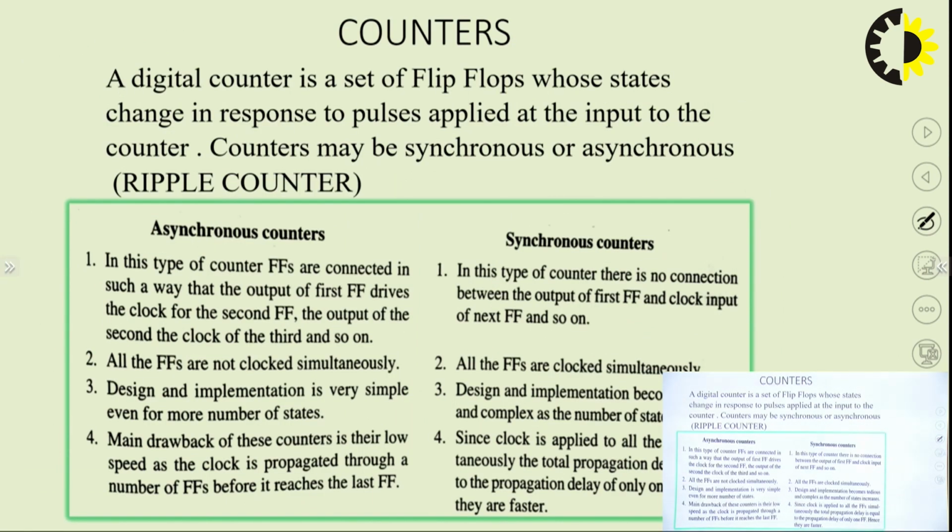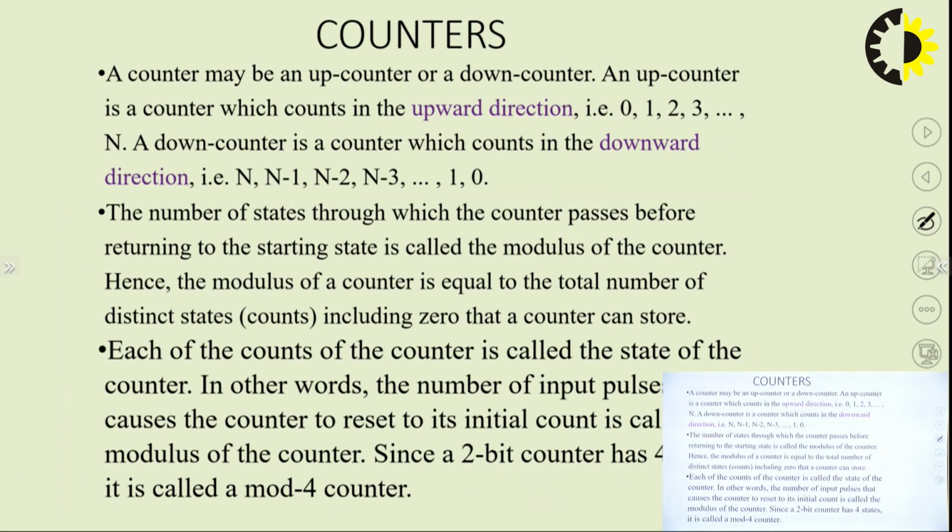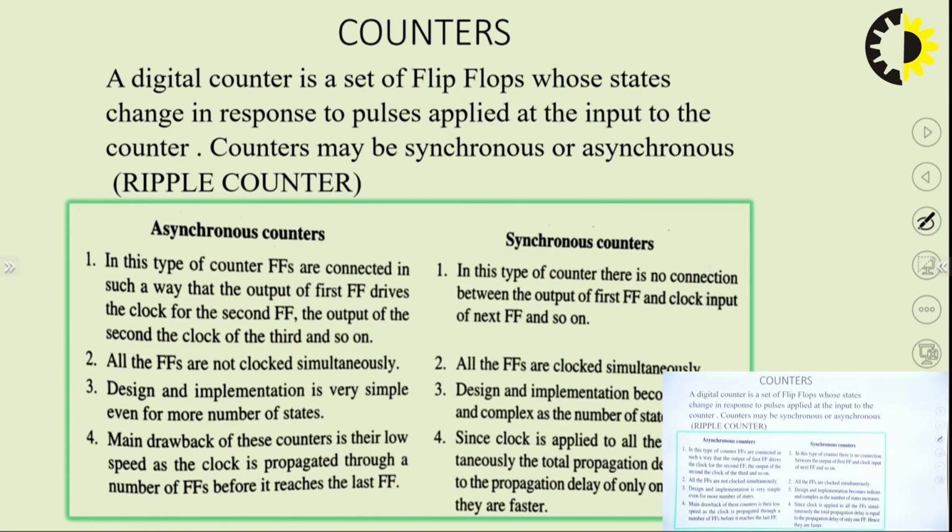Now coming to the counters, there are 2 types of counter. First is asynchronous counter and second one is the synchronous counter. In the asynchronous counter, the output of one flip-flop is connected to the next flip-flop as a clock input. In the synchronous counter, all the flip-flops in the counter will work with the same clock. So all clocks are being applied to the flip-flops and all the flip-flops will toggle at the same time, right?